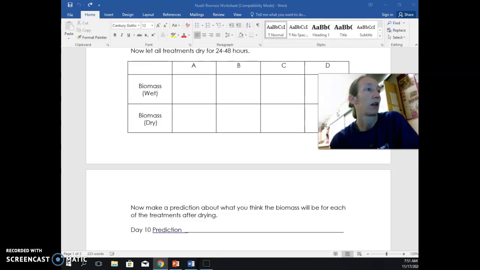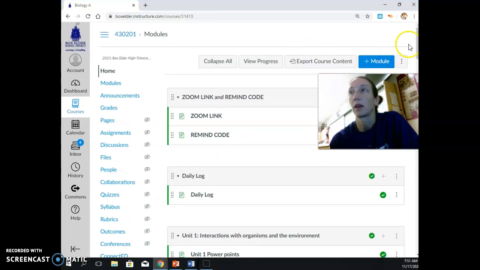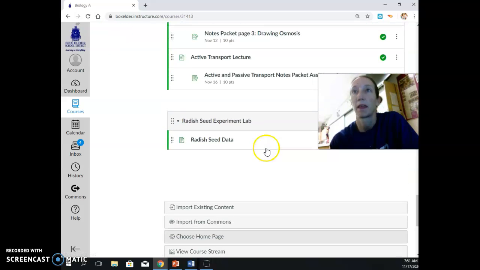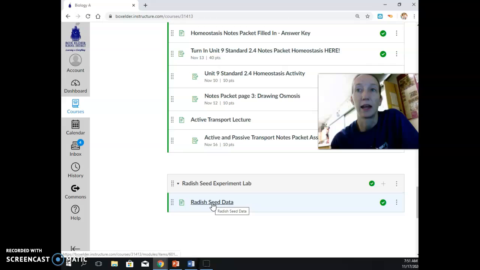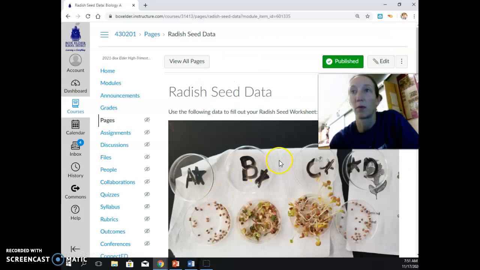Now there is a link on Canvas that shows you what this data is and what it looked like. So I'm going to bring this on over. If we go all the way down to the very bottom, it says radish seed data. And I'll put this little video right there with it as well. But here's what it looked like. And this is the wet biomass.